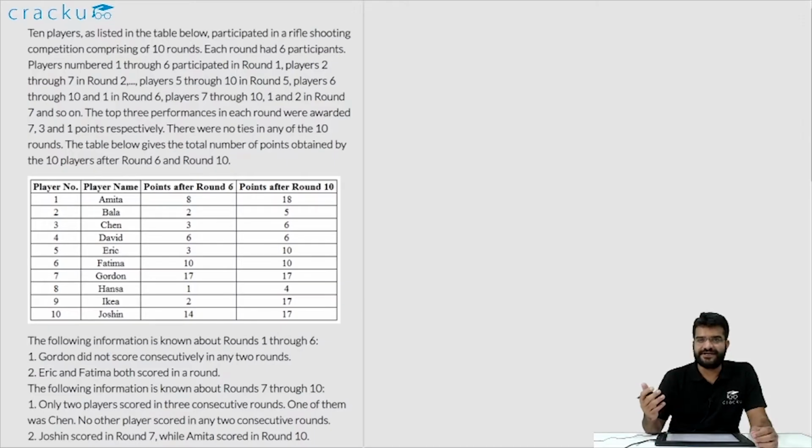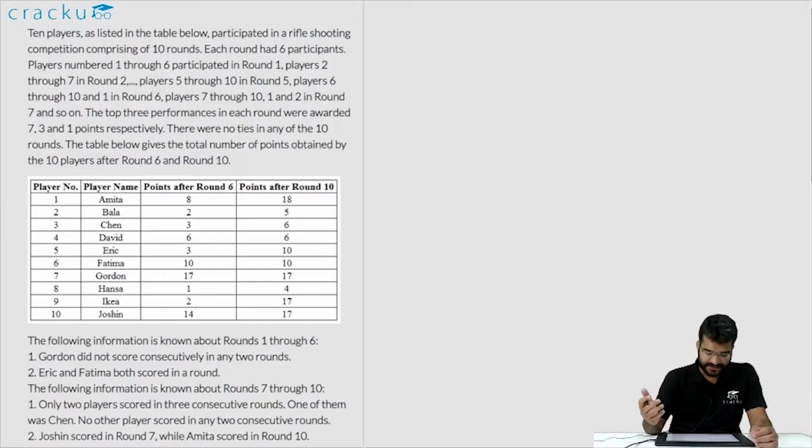The second interesting thing about this set is that this is a missing values in a table kind of a set, but it also has shades of Sudoku. So somebody who is solving Sudoku fast will be able to answer this question faster than the normal person. So let us get into it.